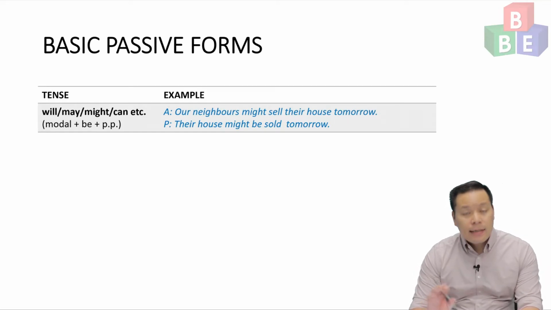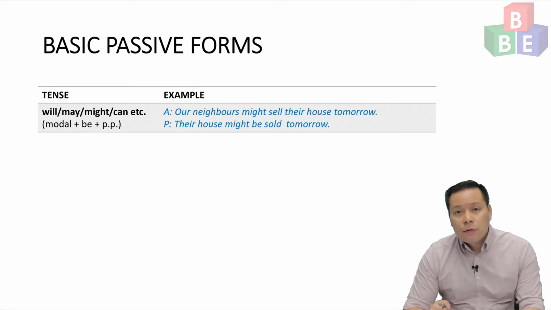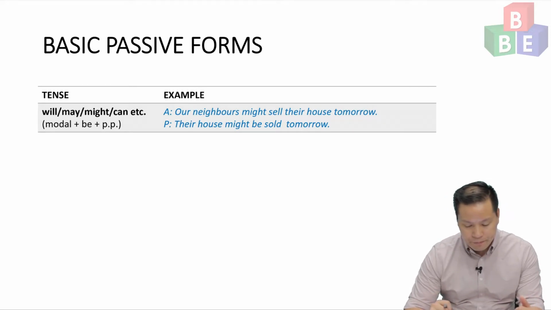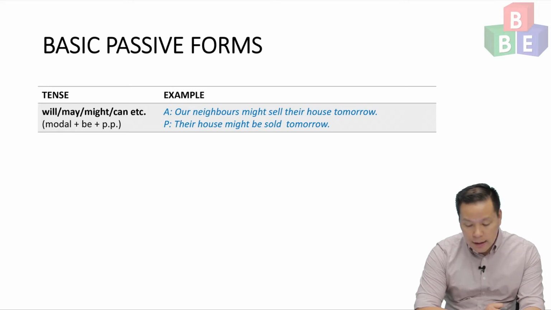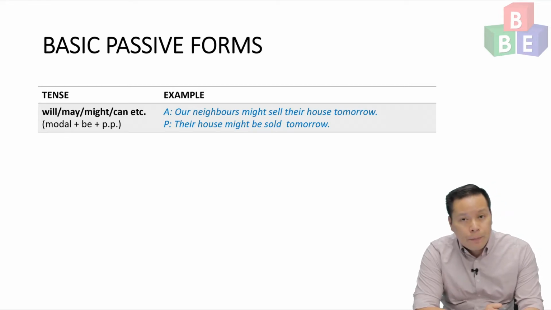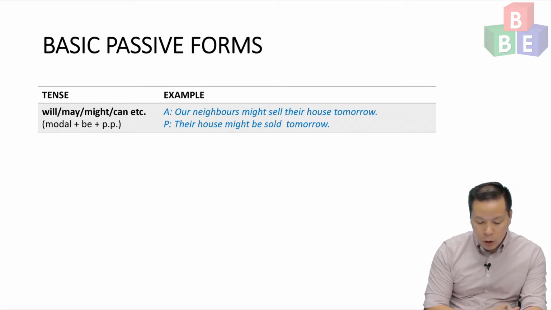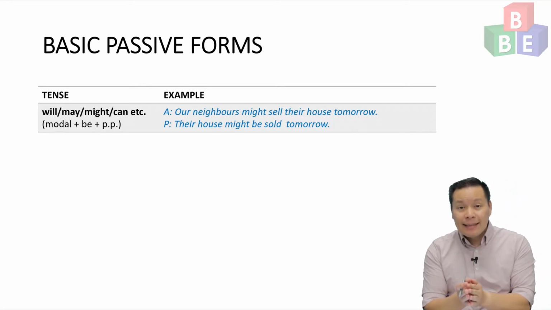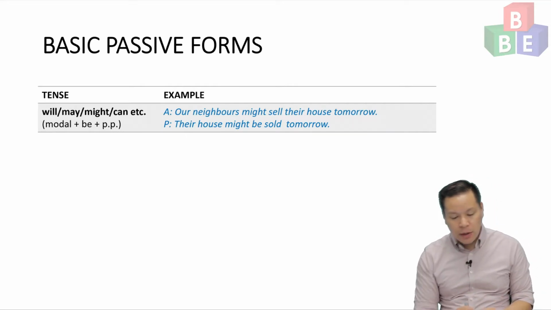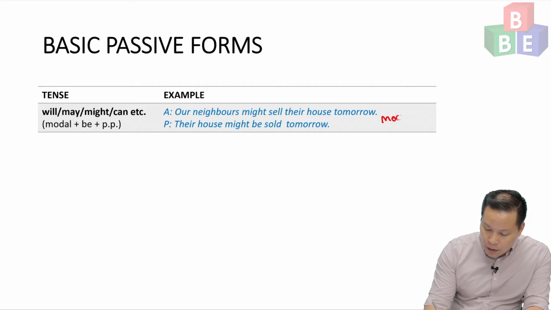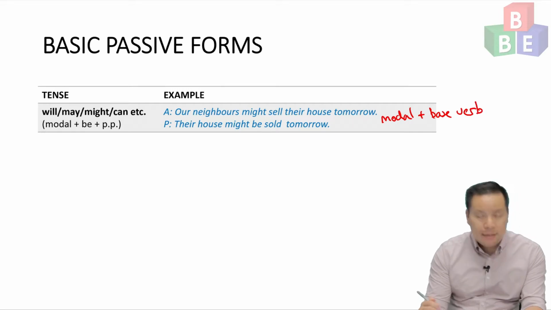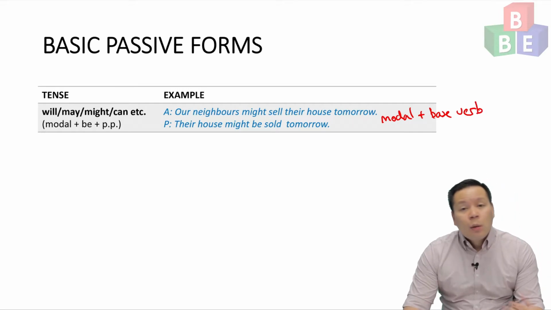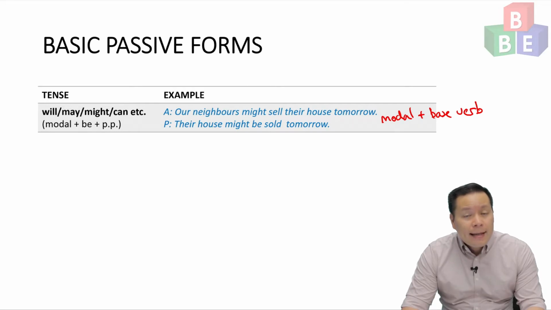Next, we have passives with modal verbs. Modal verbs include verbs like must, will, might, may, should, etc. For example, our neighbors might sell their house tomorrow. In the passive, their house might be sold tomorrow. The rule is really simple here. Modal plus be, and be literally be, plus past participle. Because if you remember, modal verbs are always followed by a base verb. That's the infinitive without to. For example, will go, may sleep, can drink.